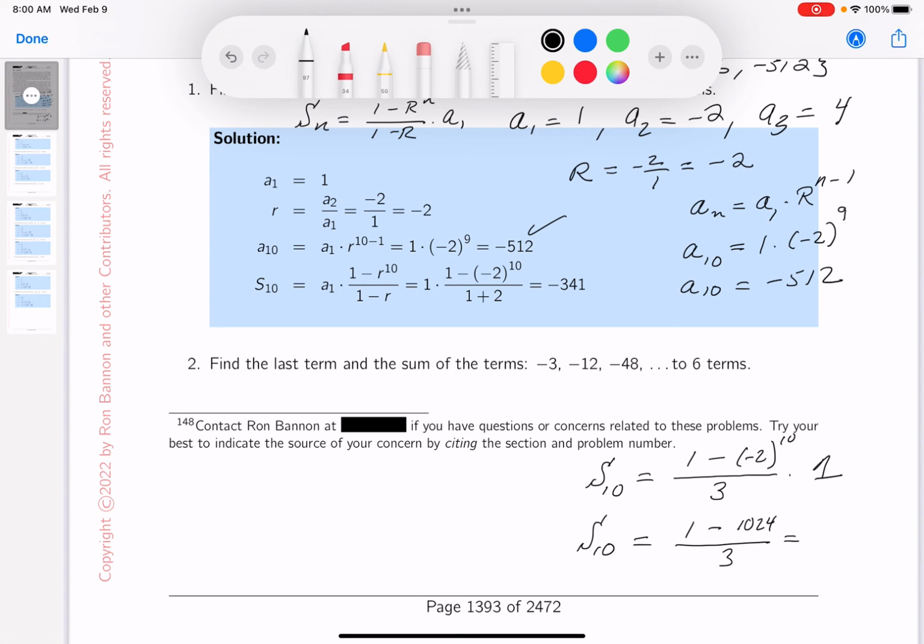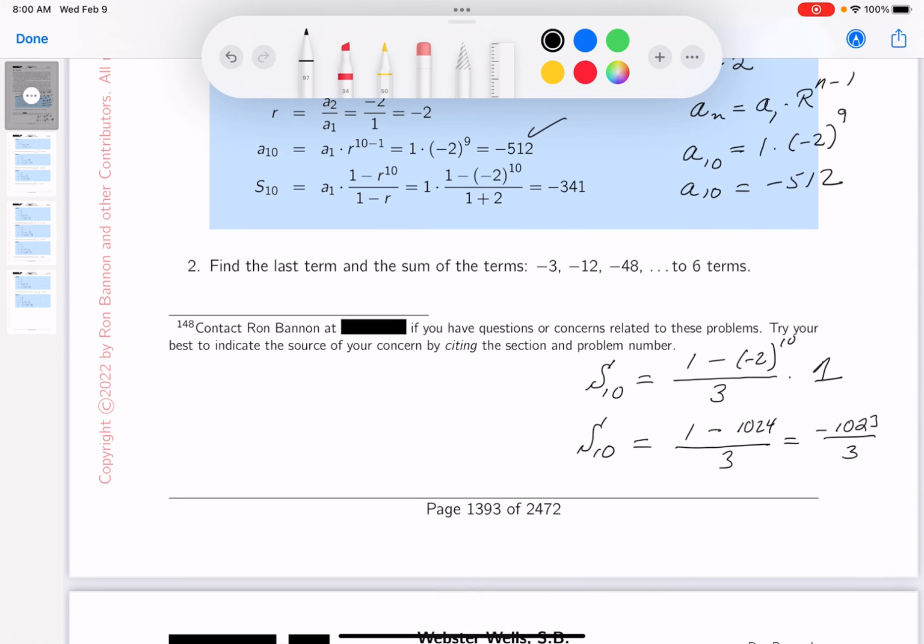Let me do the arithmetic. That's going to be minus 1,023 over 3. Certainly it's divisible by 3. I'm going to go through the arithmetic. 3 into 10 is 3, 3 times 3 is 9, 1, 2, 4, 12, 3, 1. So S10 is equal to minus 341.